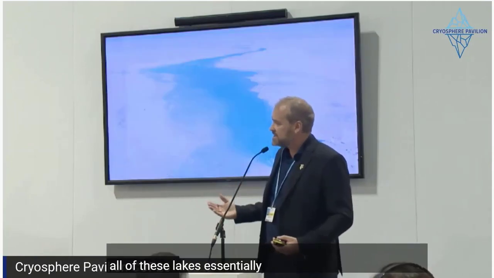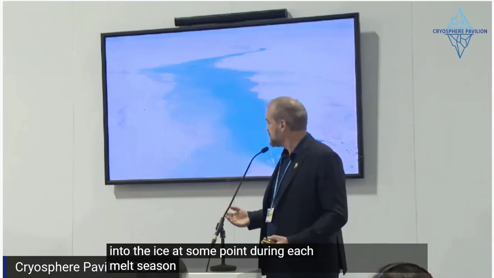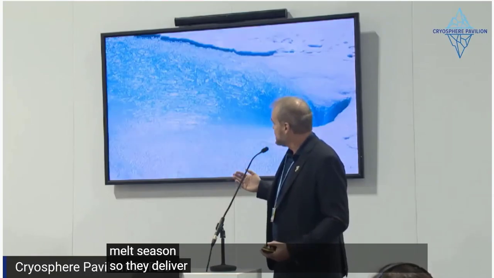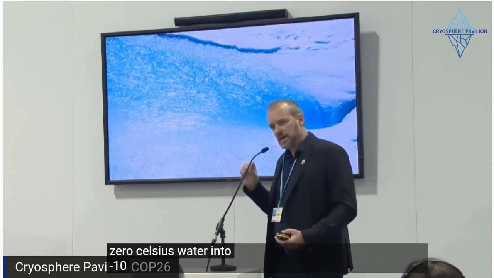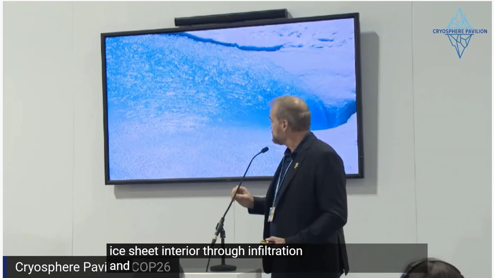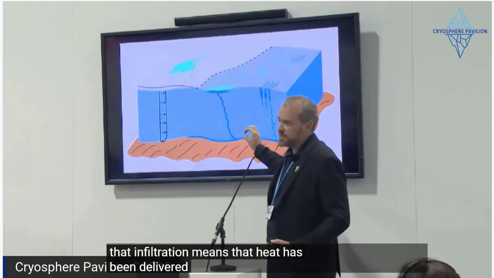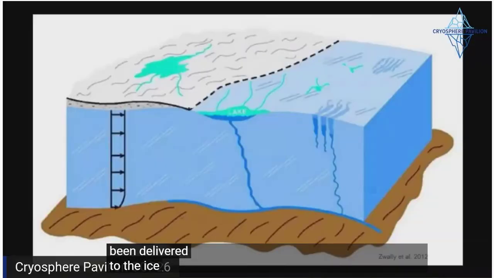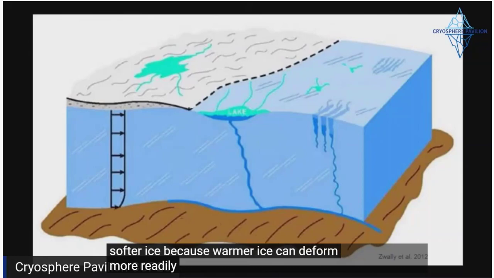All of these lakes essentially drain into the ice at some point during each melt season. So they deliver 0 Celsius water into the -10 Celsius ice sheet interior through infiltration. And that infiltration means that heat is delivered to the ice internally. And that internal heating produces softer ice because warmer ice can deform more readily.